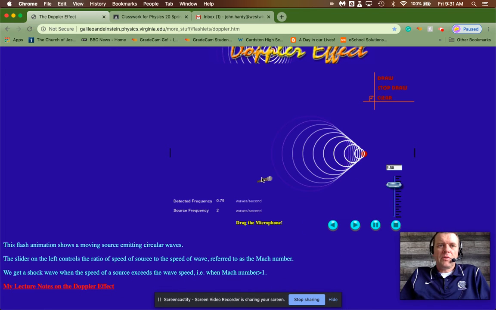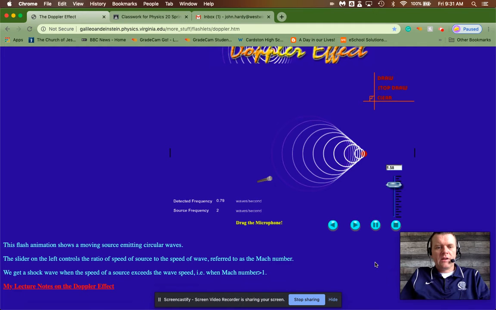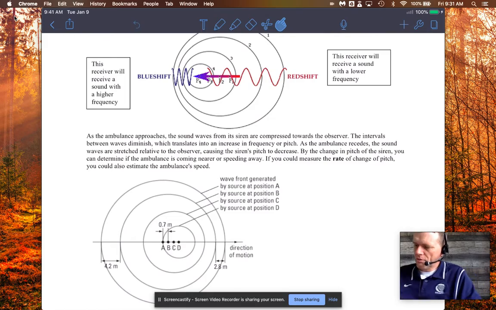But that's basically the Doppler effect. So what I want you to know about the Doppler effect is tied in the notes here. So I'm just going to go through these.